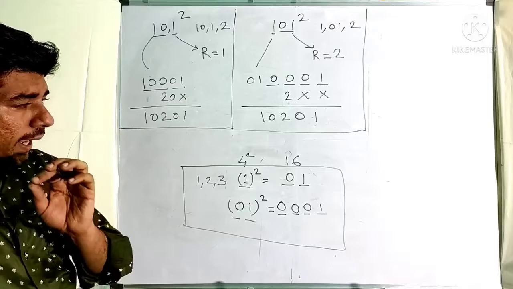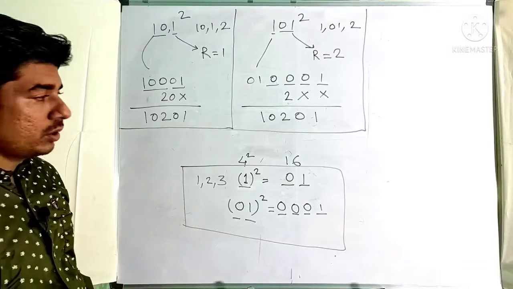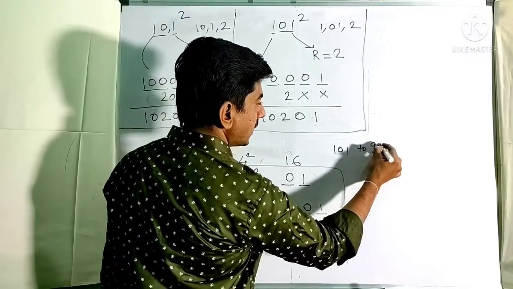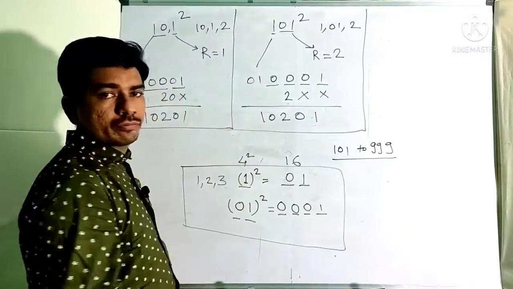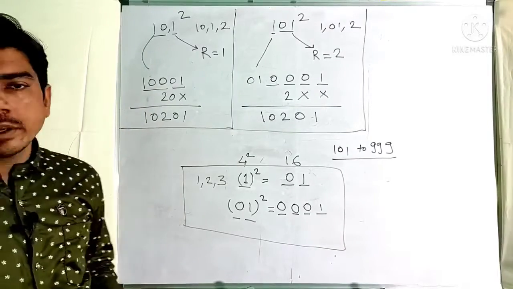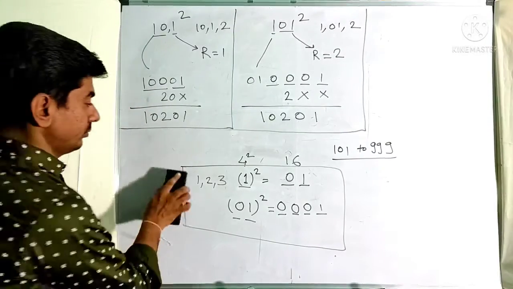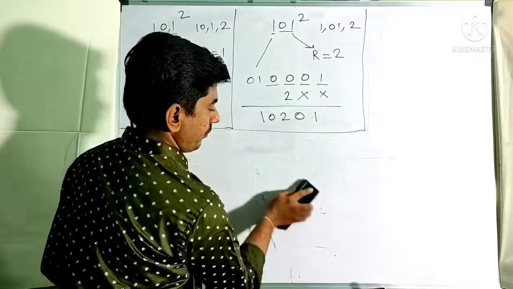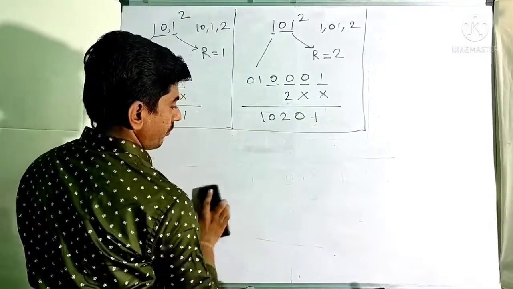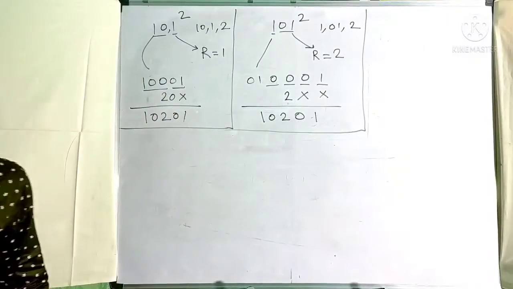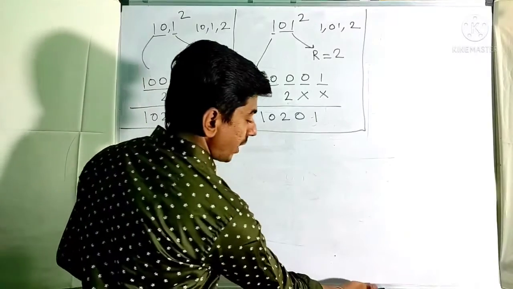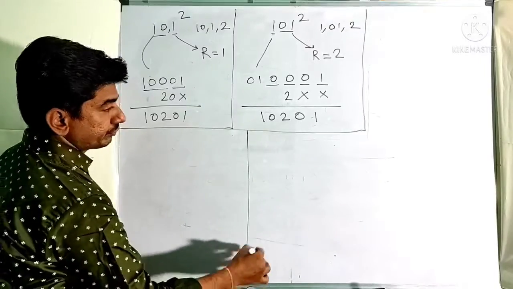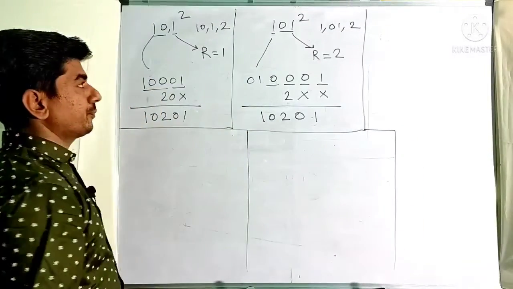Now you can solve any 3 digit number using this method. You can solve starting from 101 to 999. Let us take some more examples. From here onwards, I will be checking the answers with the help of mobile phone. You can also check it, no worries.